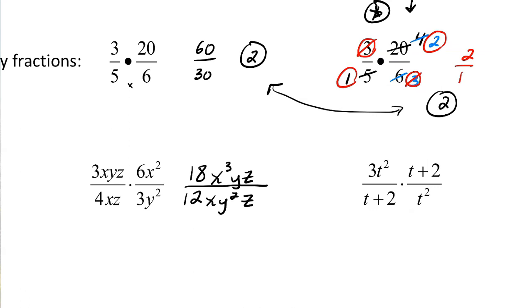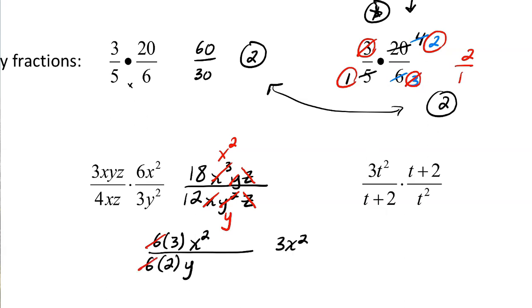So multiply everything across, and then we could divide out common factors, divide out vertically, so the z's divide out. This x cubed is going to divide with x to leave us x squared. And this y divides with y squared to get a y in the denominator. And then the 18 is, let's see what we have so far. 18 is 6 times 3. 12 is 6 times 2. And we have an x squared in the numerator and a y in the denominator. And then you can see pretty clearly that the 6's divide out. So we'd have an answer of 3x squared over 2y.